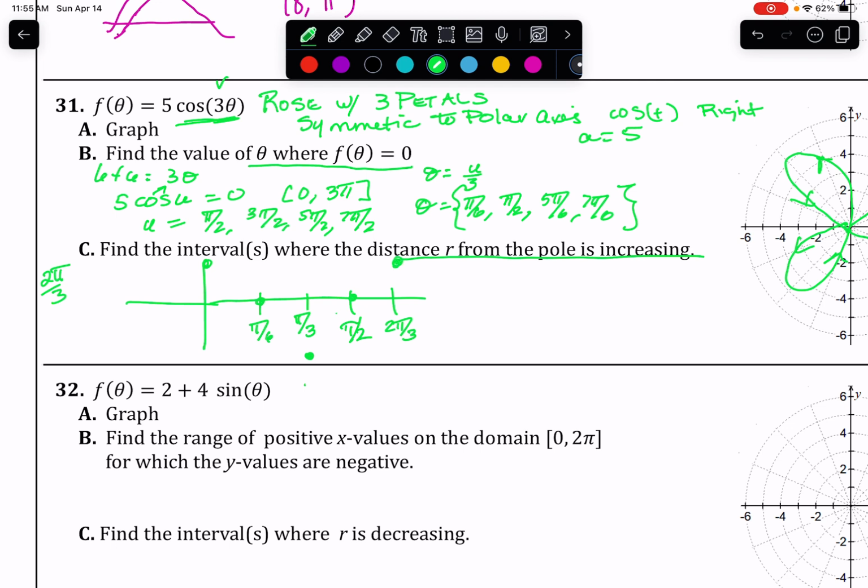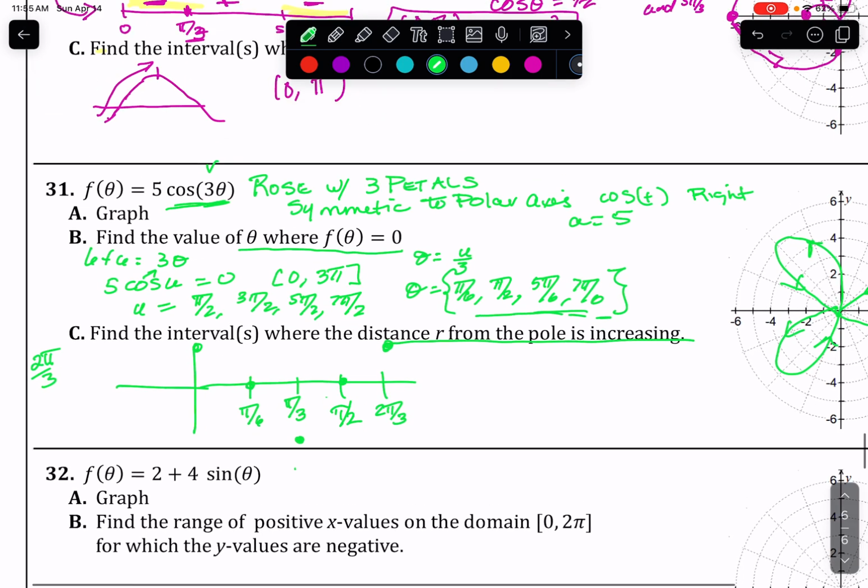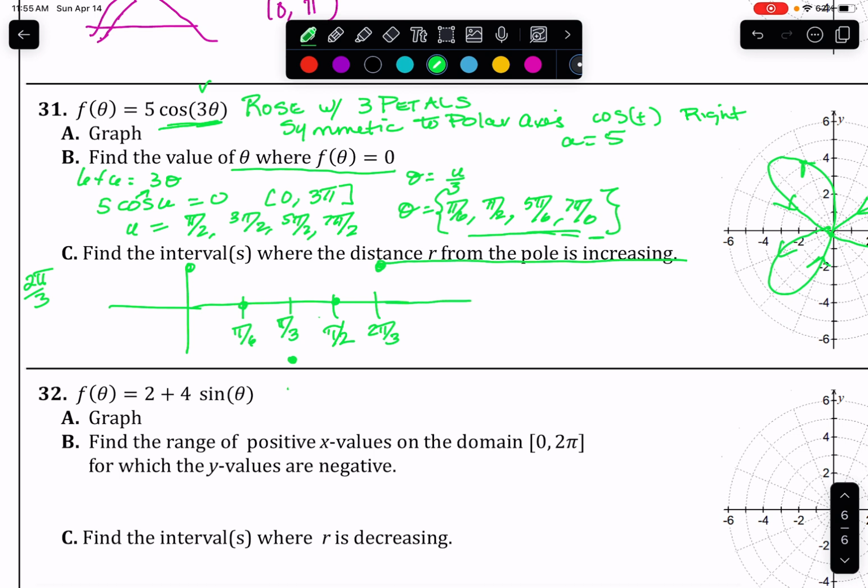And you can see our zeros keep going. So in order to get that whole flower, we're going to keep going. That's 4 pi over 6, so this would be 5 pi over 6. And then pi, and then 7 pi over 6. Okay, so here we go.